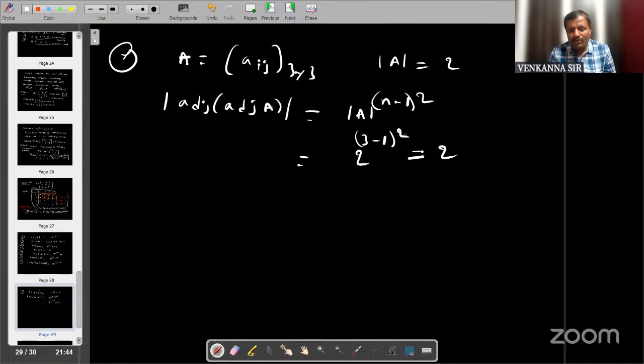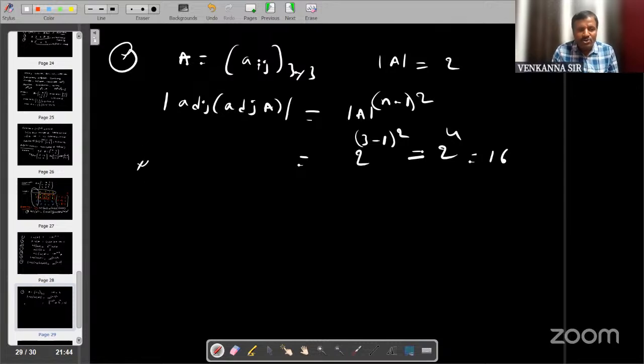2 power of 4. So this is what? 4. 2 power 4, how much is it? 16 is the answer. Determinant of adjoint A is 16 using this property: determinant of A to the power of n minus 1, whole square.